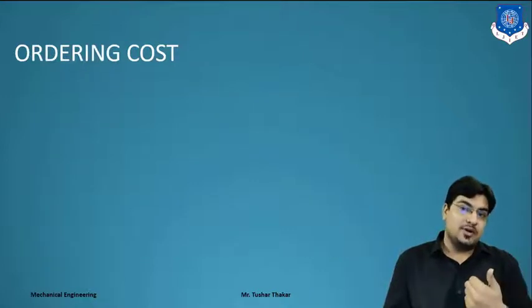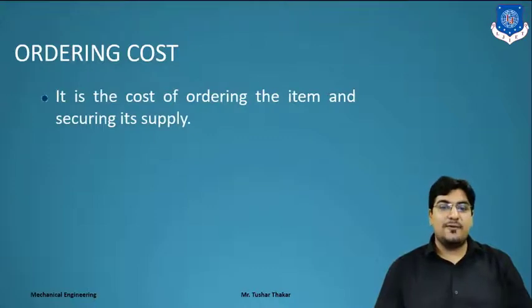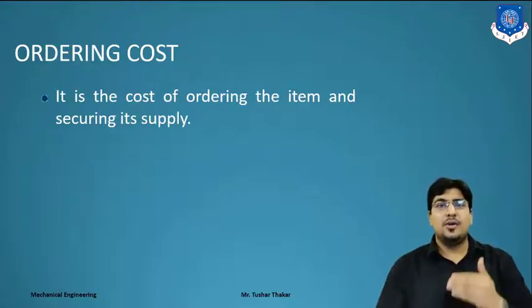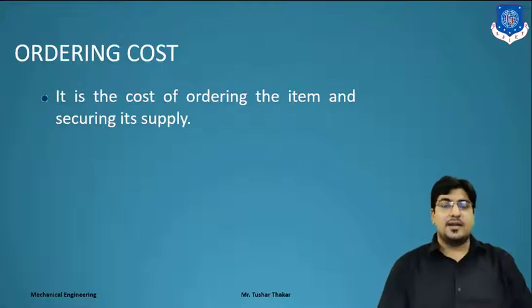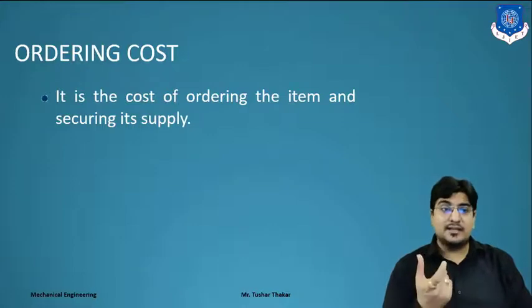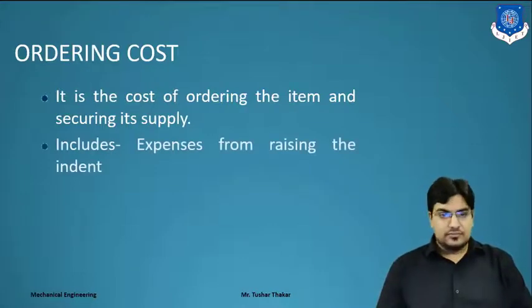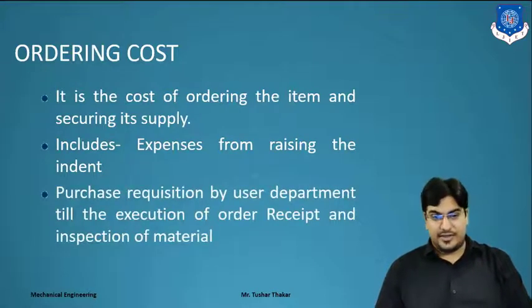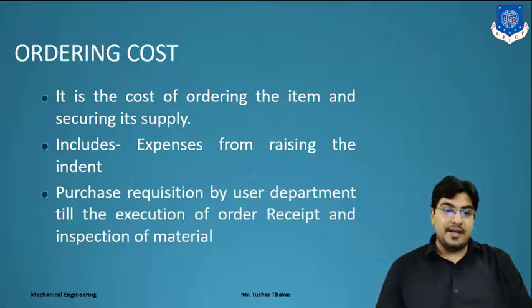Now we will move forward to the ordering cost. It is the cost of ordering an item and securing its supply. Means when we give an order, there is an ordering cost. Suppose you order something from an online site. Suppose you buy a mobile, you order it on Amazon and you get that mobile. The value you pay is the ordering cost. Clear? It includes expenses from raising the indent, receiving purchase requisitions from the user department, till the execution of the order received, and inspection of material.